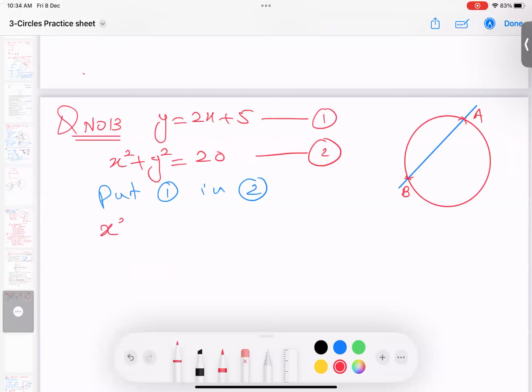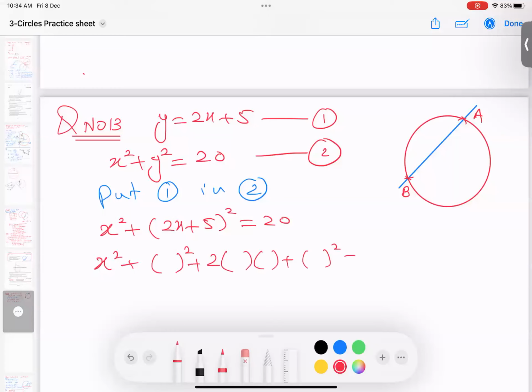So I think the idea is clear. I'm writing (2x plus 5) whole square equals 20. Here, students, whenever I have a square, we have two options, right? Multiply 2 times, or use the squaring identity. I always like to use the squaring identity. The 20 will come to the left side, I get negative 20. How to use the squaring identity? Some students still get confused. If this is a plus sign, this plus will come. This 2x will come in the first two brackets, and this 5 will come in the next two brackets. Look, I show you. 2x, 2x, 5, 5.